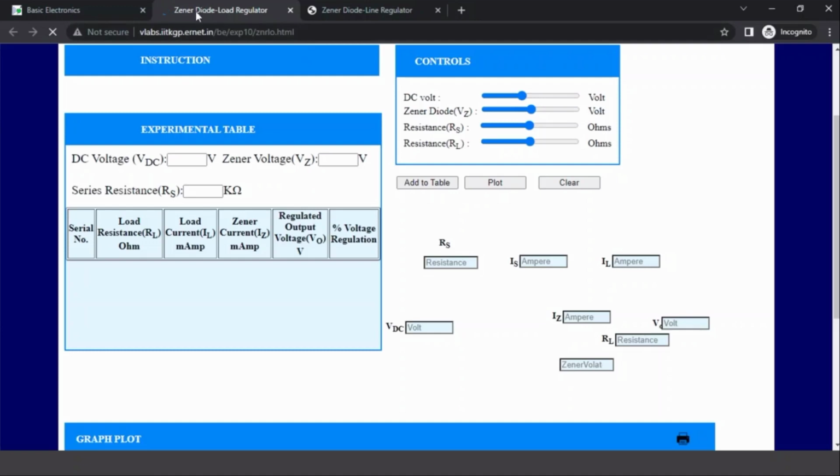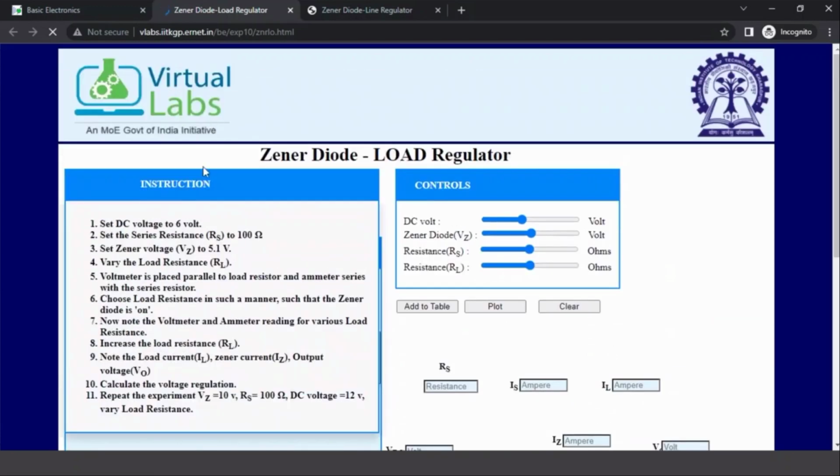There is some delay, the internet is slow. You may check it parallelly. Let us see what are the instructions. Instructions: set the input voltage fixed to 6 volt and the series resistance is fixed to 100 ohms. And Zener voltage we are selecting as 5.1 volt and load resistance we need to vary.